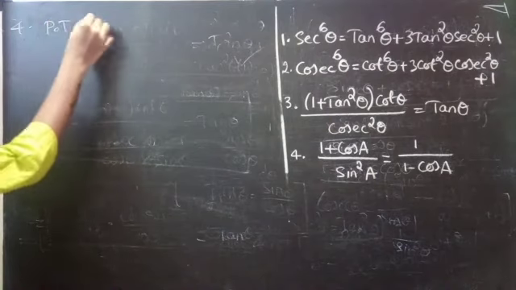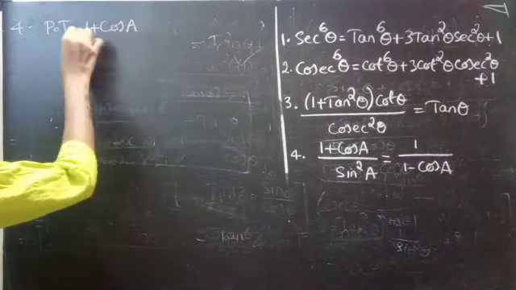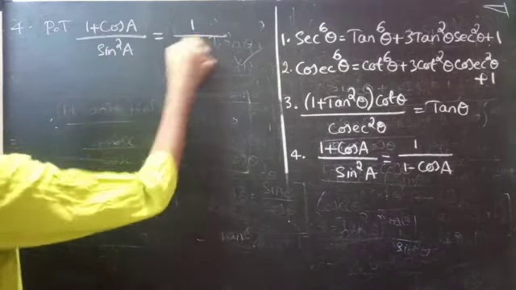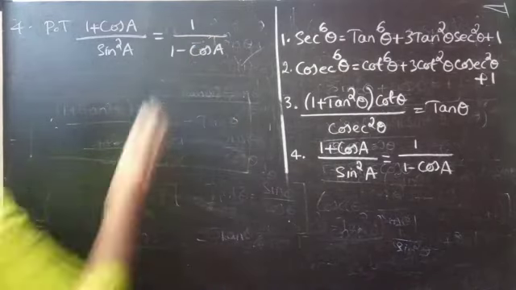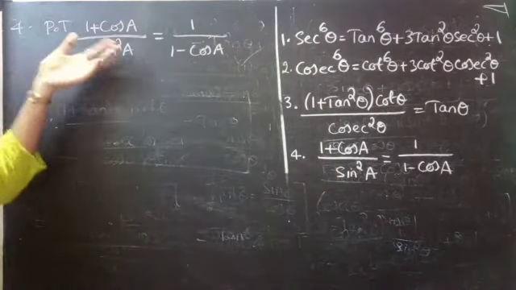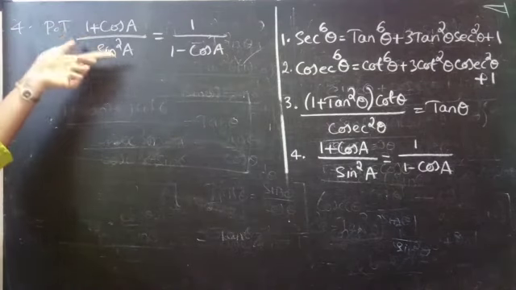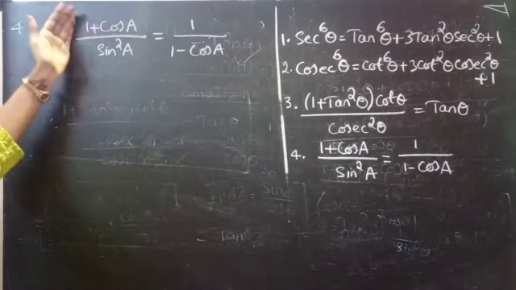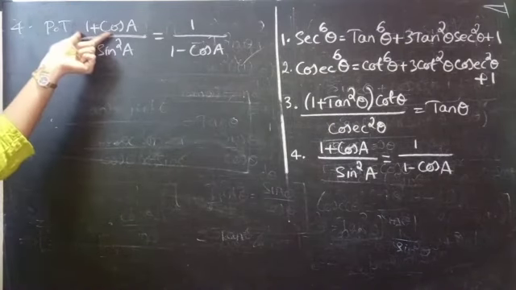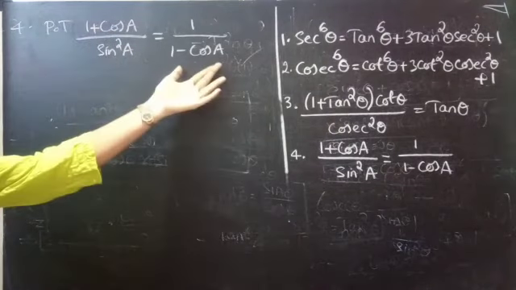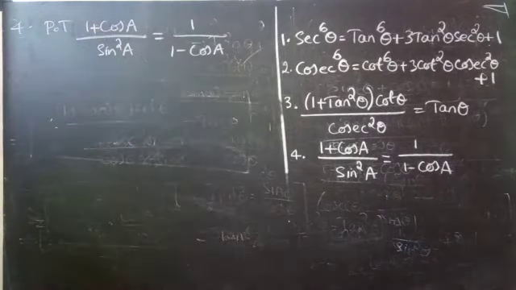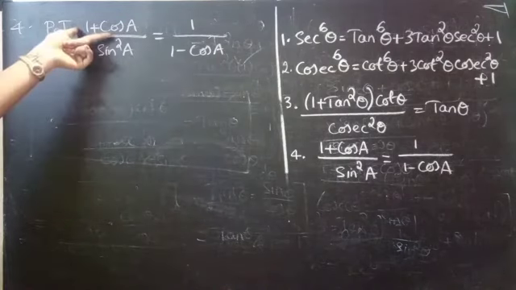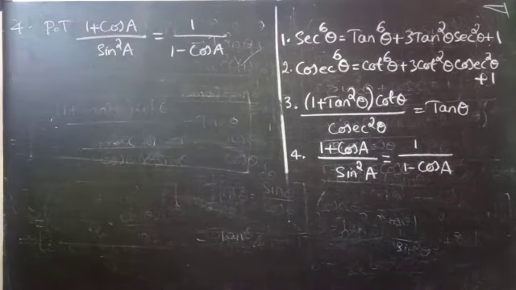Prove that 1 plus cos A divided by sin square A equals 1 by 1 minus cos A. Okay. So if you notice, in the LHS part you are having 1 plus cos A in the numerator, and in the RHS part you are having 1 minus cos A in the denominator. To get 1 minus cos A in the denominator, we have to rationalize the numerator in the LHS part. Proof.